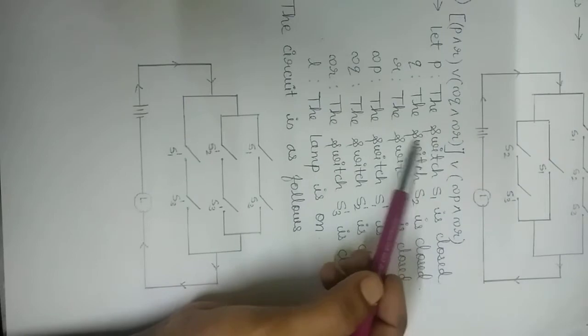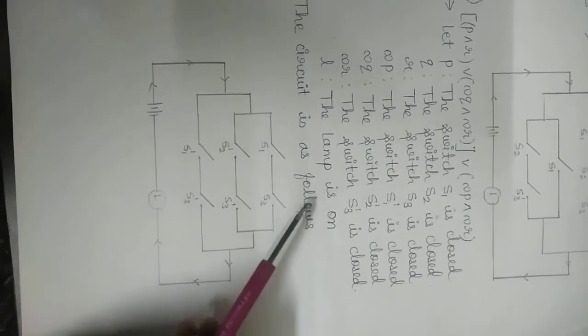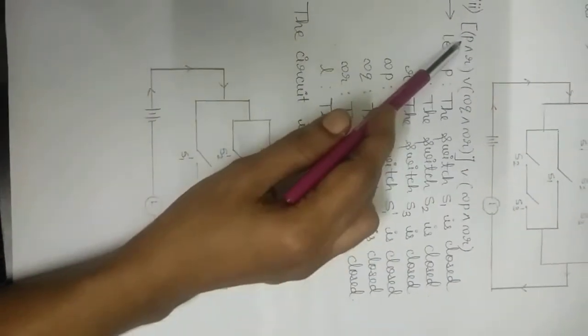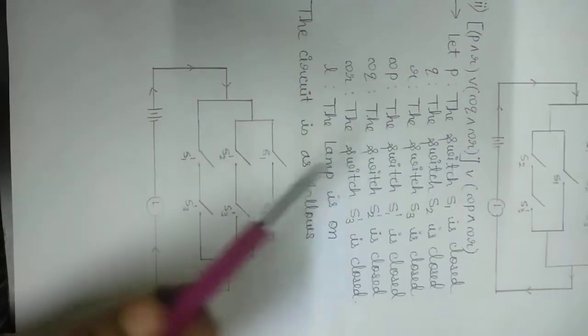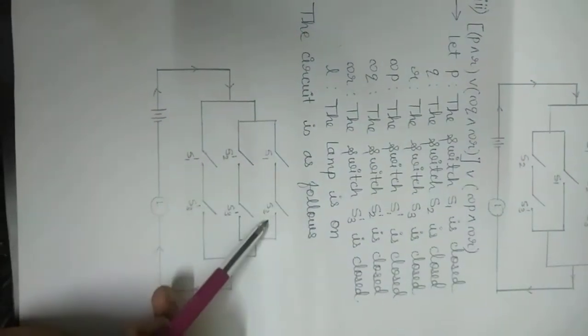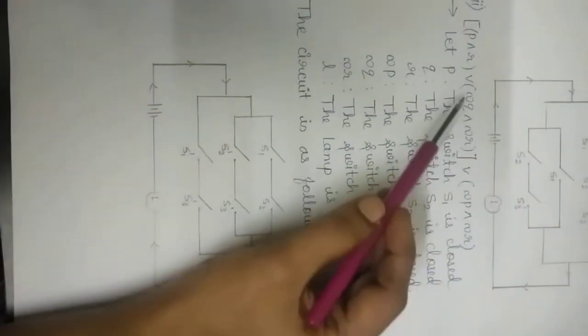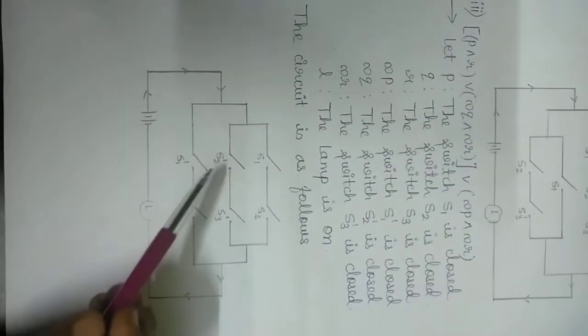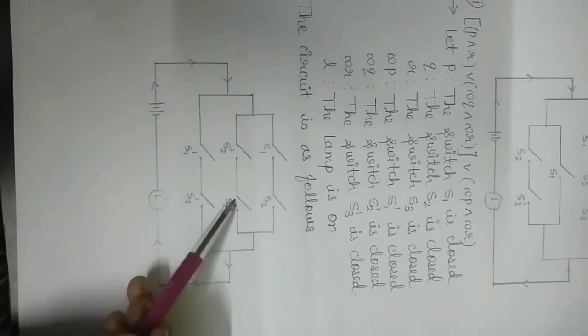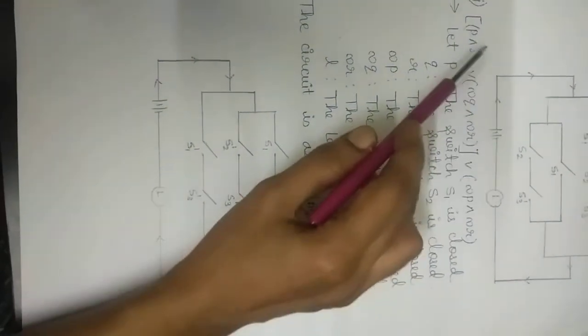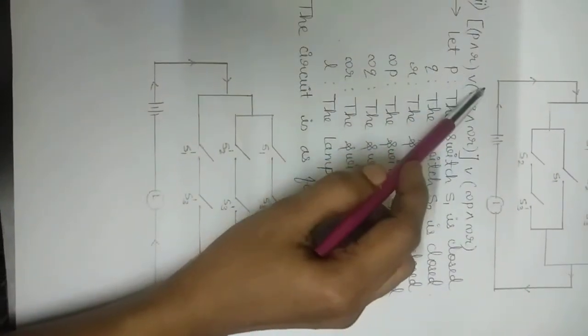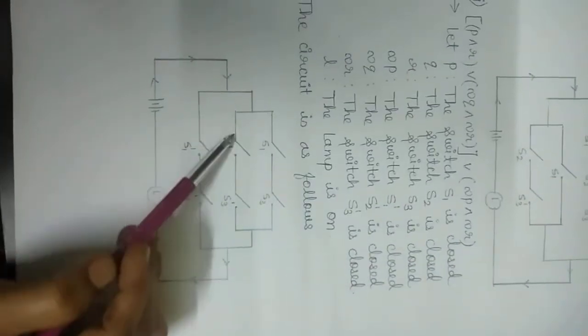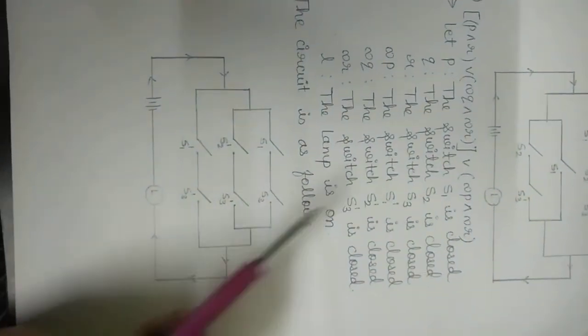Now you are very much familiar with this, and while drawing the circuits, P and R connected in series, so S1 and S3 are connected in series. Then negation of Q and negation of R connected in series, so S2 dash and S3 dash are connected in series. Then these two together are connected in parallel, so these two together connected in parallel here in circuit.